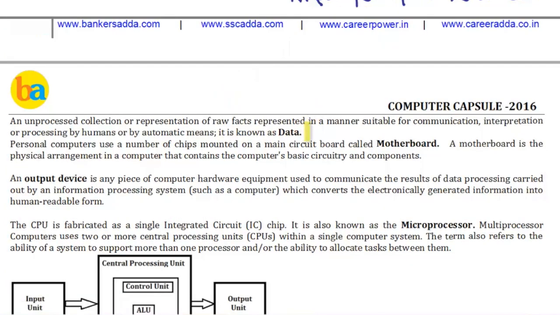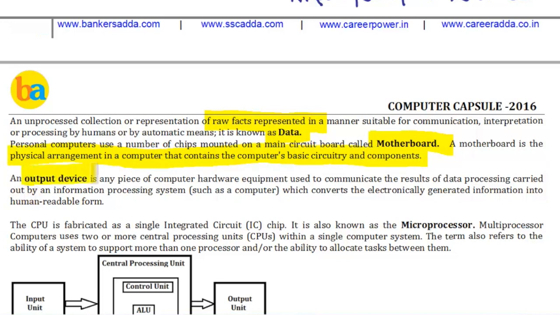Now, first of all, let us know what is meant by data. Data is a collection of raw facts and figures. Then we have the motherboard. Now, what is a motherboard? Personal computers use a number of chips mounted on a main circuit board called the motherboard. It is a physical arrangement in a computer that contains the computer's basic circuitry and components.